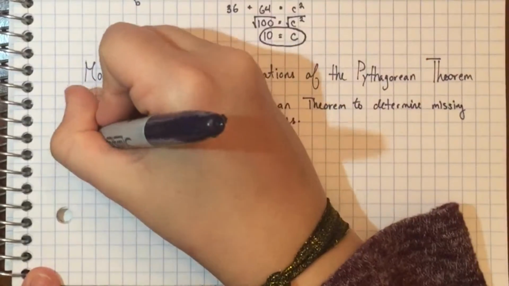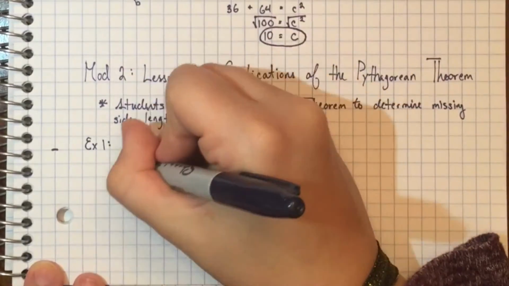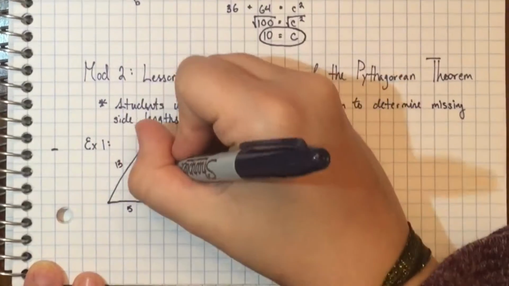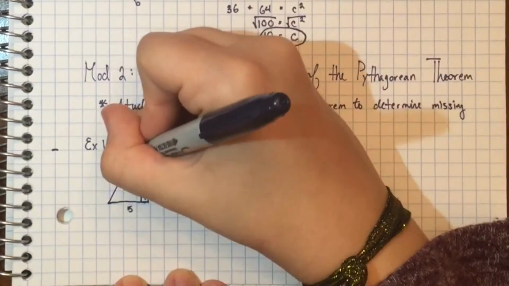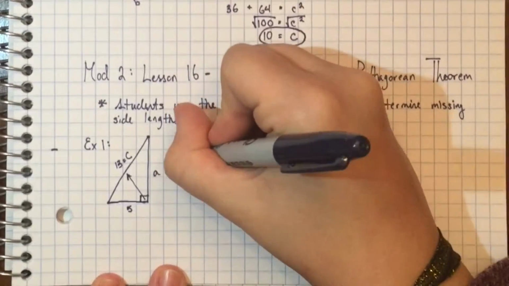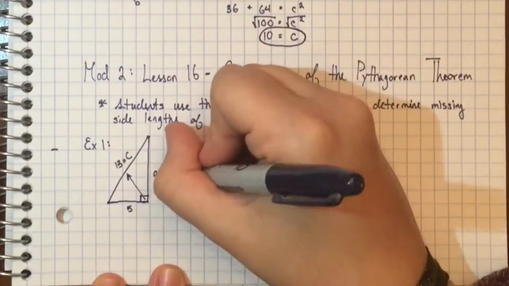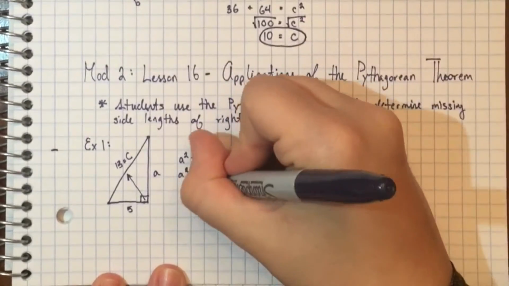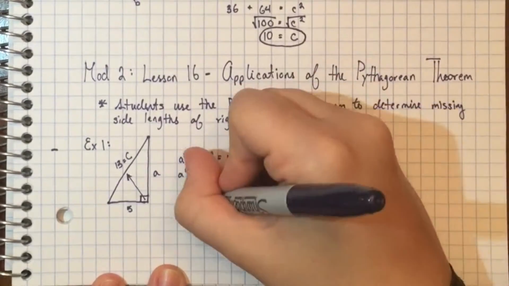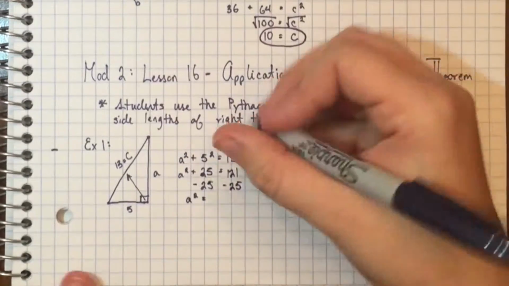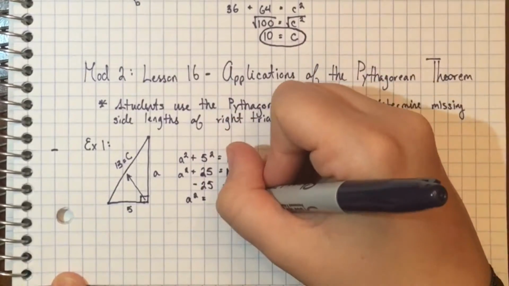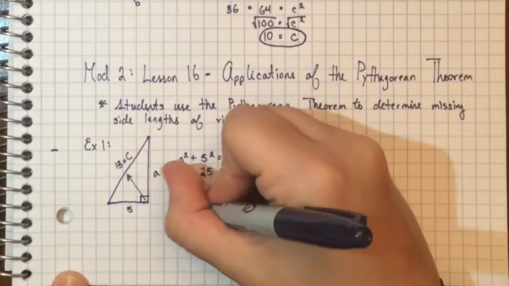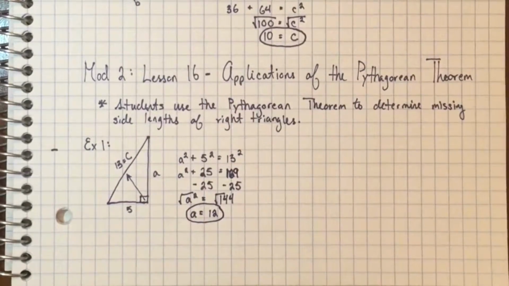So the first example we're going to do is just a basic right triangle. It has one leg with a length of 5, a hypotenuse with a length of 13, and another leg that we do not know the length of. So I'm going to substitute my value B and C, square those numbers, balance the equation, so I have A squared is equal to 144, take the square root, and A is equal to 12.